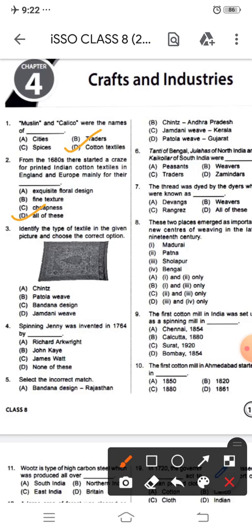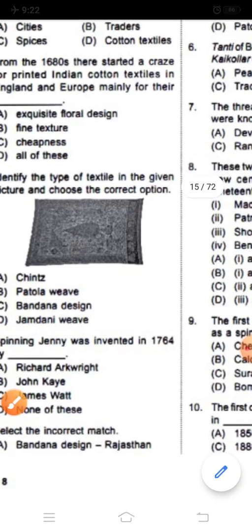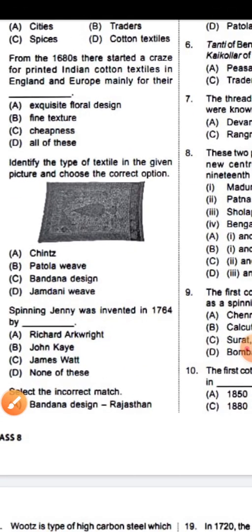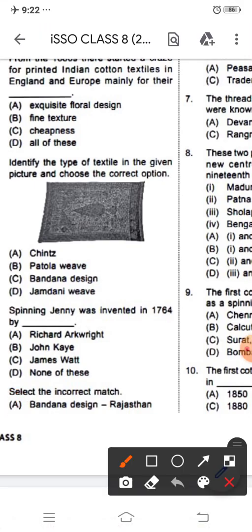Next question is, just have a look. I'm zooming it out for you students. Identify the type of textile in the given picture and choose the correct option. Options: chintz, patola weave, bandana design, jamdani weave. The correct option here is chintz.